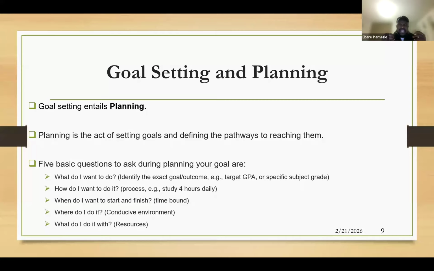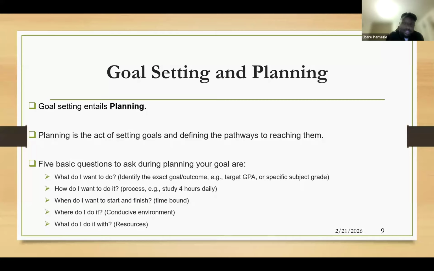And the process of planning and setting a goal is a process of asking questions. The answers to those questions are what will help you fill up the gaps. And the first question you need to ask when planning your goal is, what do I really want to do? These are practical questions. What do I want? What this means is that you are identifying the exact goal, the exact outcome.